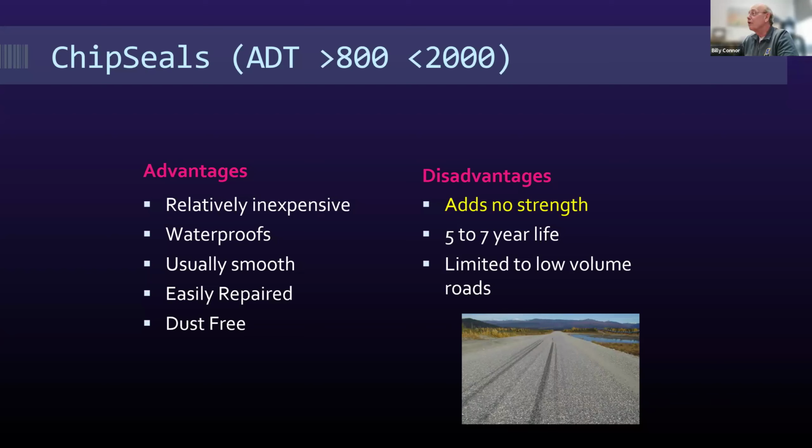The disadvantage of it, it adds no strength. If you remember the graphic that we showed just a moment ago, where the pavement surface is reducing the stress of the vehicle on this base course, you don't get any of that out of a chip seal. And so your life expectancy is between 5 and 7 years.